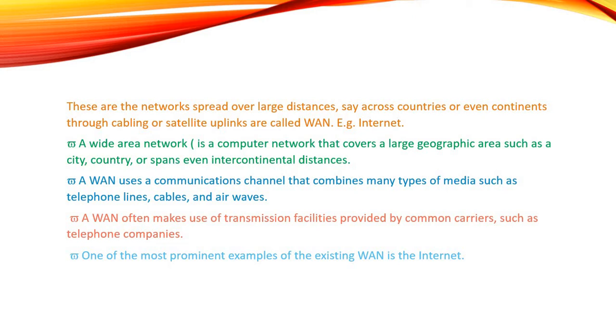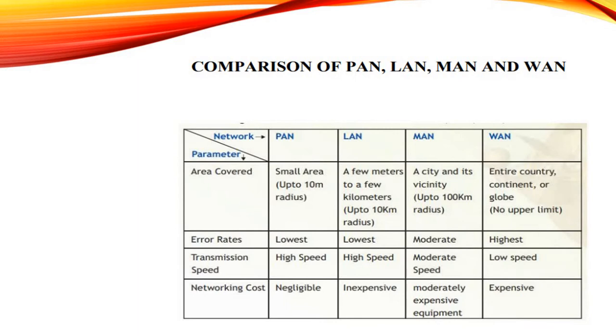WAN makes use of transmission facilities provided by common carriers such as telephone companies. One of the most prominent examples of existing WAN is the internet. So these are all the different types of connection. That is, either you can go for PAN, LAN, WAN as well as MAN. So in this chart, there is a comparison of all four. You can have a glance over here. That is the area coverage, error rates, transmission speed as well as networking cost.